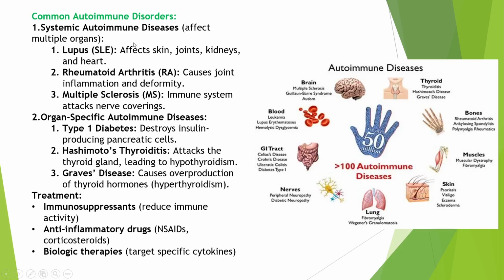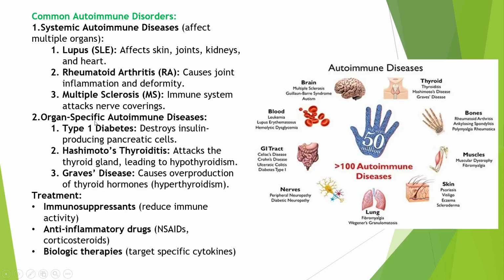At the multi-organ, systemic level, we have lupus, which affects the skin, joints, kidneys, heart. Then we have rheumatoid arthritis. This is mostly for the joints, inflammation in the joints, and it causes deformities of the joints. And then we have multiple sclerosis. The immune system attacks the nerve covering. Because nerves are spread everywhere, this also affects various organs and various parts of the body. So systemic diseases are lupus, rheumatoid arthritis, and multiple sclerosis.